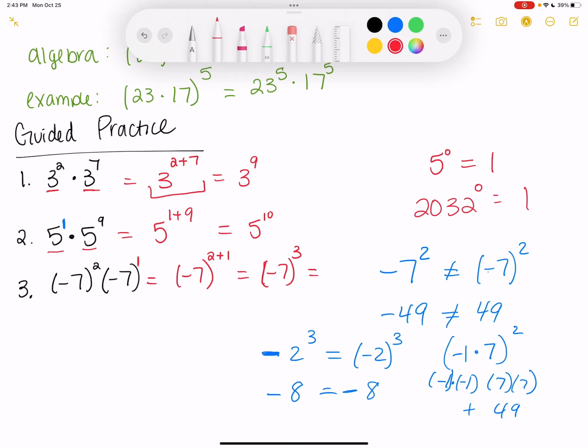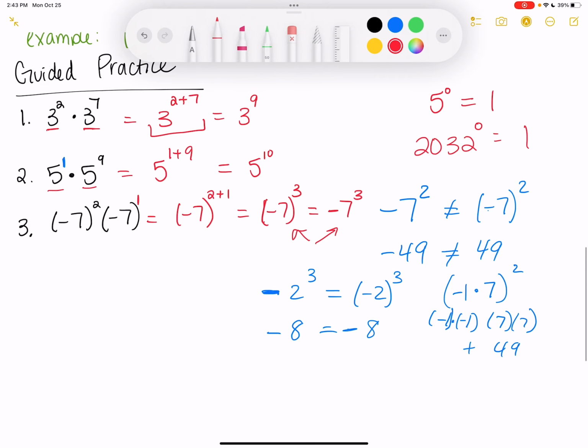It is equal to negative 7 cubed like that because of what we talked about with the negative times negative times negative, still keeping it negative. Okay, so either of these answers would be acceptable there in that scenario.